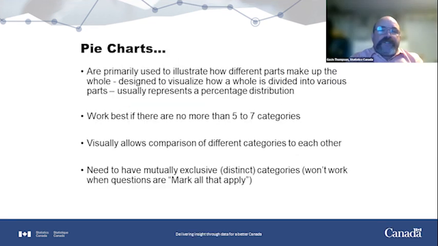They're primarily used to illustrate the different parts that make up a whole. So we want to design this thing to visualize the whole and see how it's subdivided. This is best if there's, let's say, a maximum of 5 to 7 categories. It can get tricky if there's more than that.